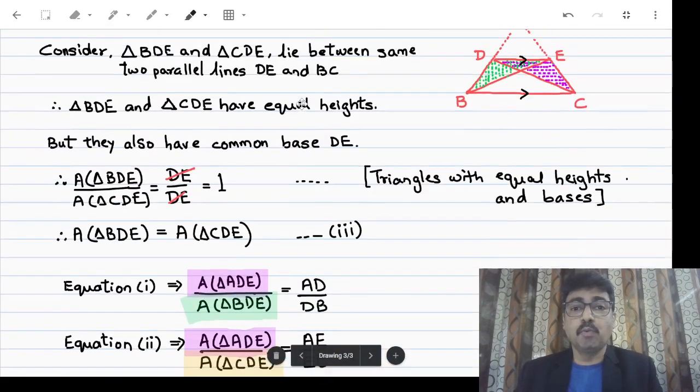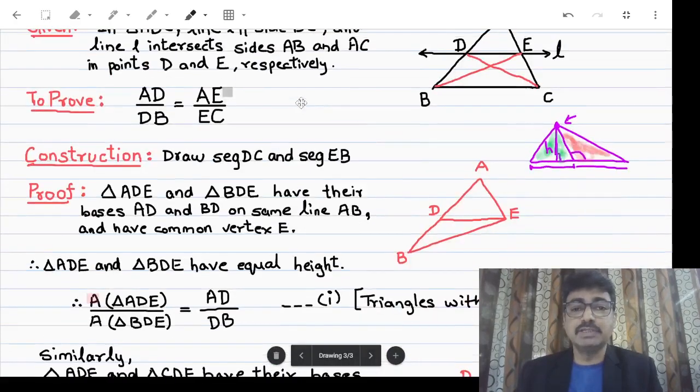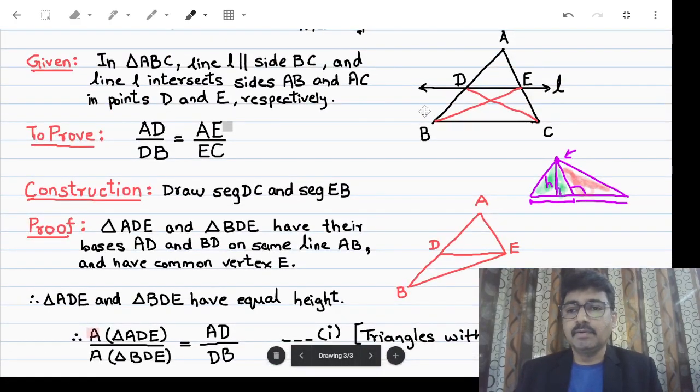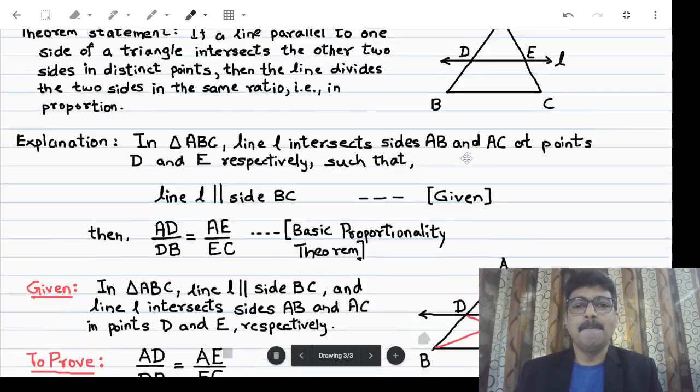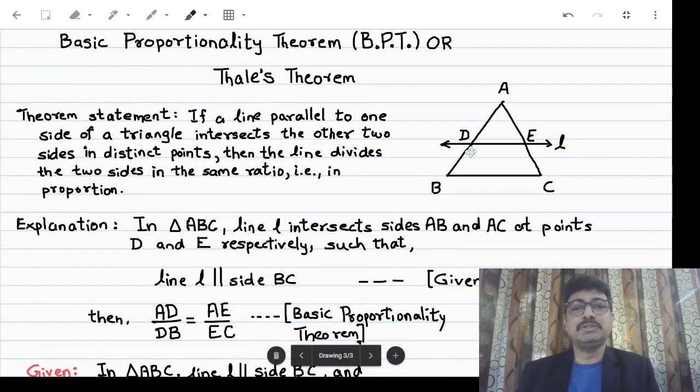Let's quickly have a revision about what the basic proportionality theorem means or states. It states that in a triangle ABC, if a line is parallel to one side and intersects the other two sides in distinct points, then the ratio of the two parts of one side is equal to the ratio of the two parts of the other side, or it divides the sides in proportion. That was your basic proportionality theorem and its proof.